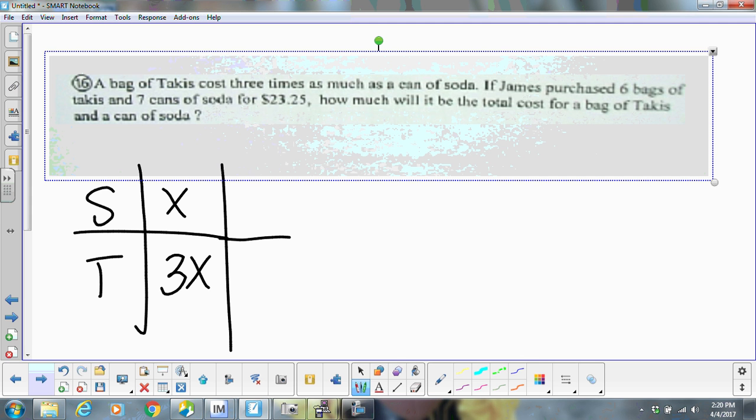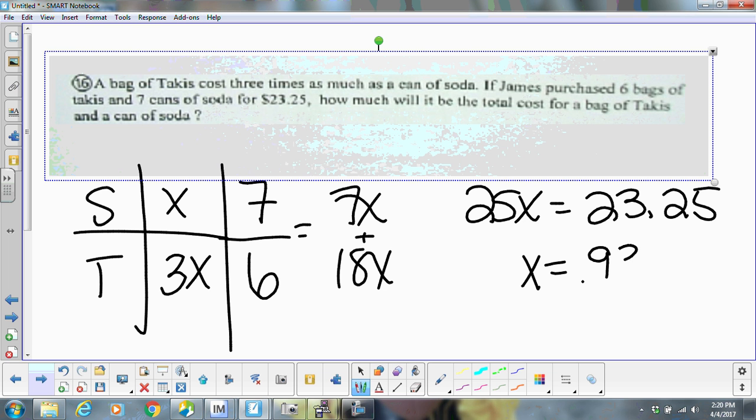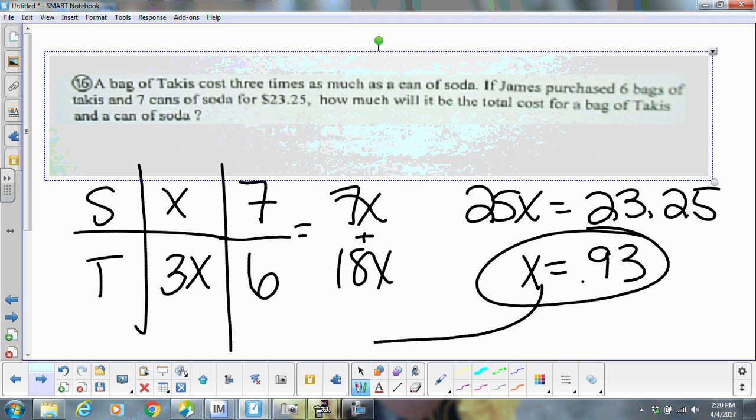You purchase 6 bags of Takis and 7 sodas. So you're going to multiply that together, which is going to give you 7X and 18X. Add those up, which gives you 25X, and that's going to equal 2325. At this point, you would divide 2325 by 25, and it's going to give you 93 cents for your soda. Plug that back in right here to get the bag of Takis, and then it asks for the total cost for one bag of Takis and a can of soda.